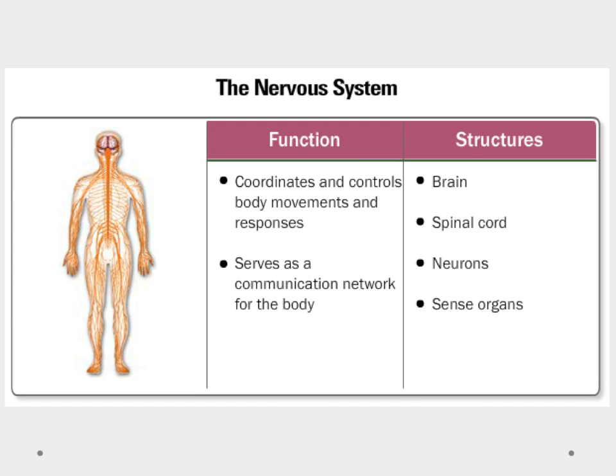Next up, the nervous system, made of the brain, spinal cord, neurons, and sense organs. This is what coordinates and controls body movements and responses. This is what makes sure we're doing what we need to be doing. It also serves as a communication network for the body.